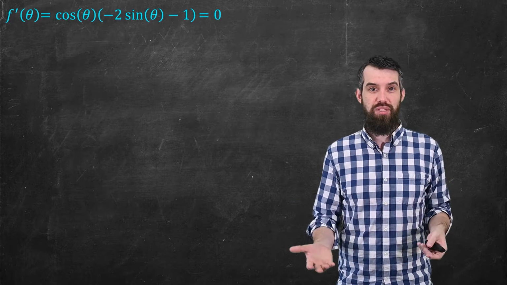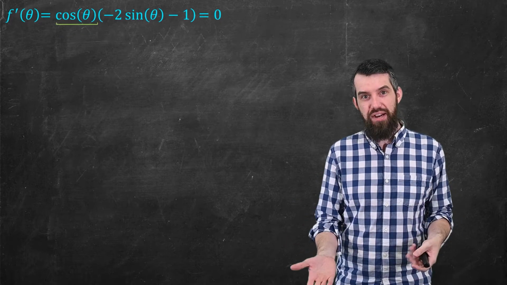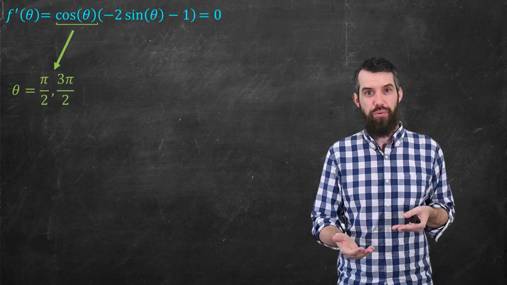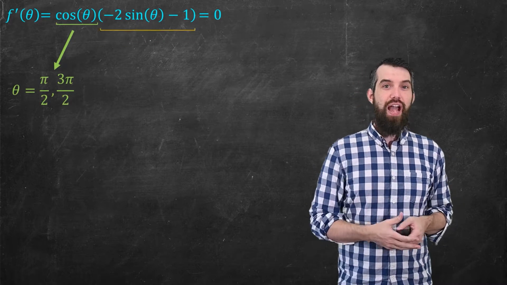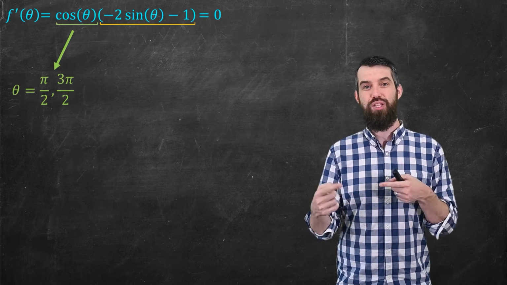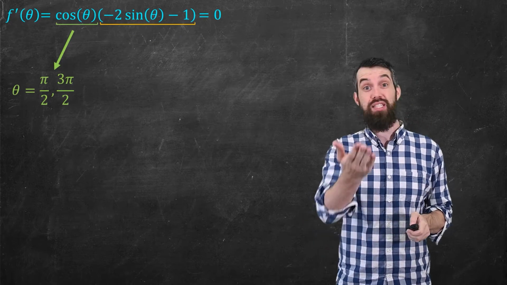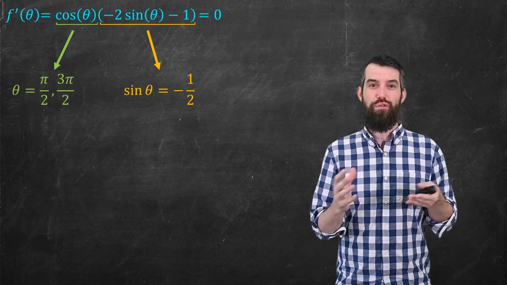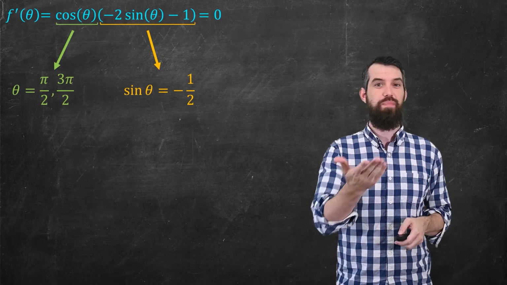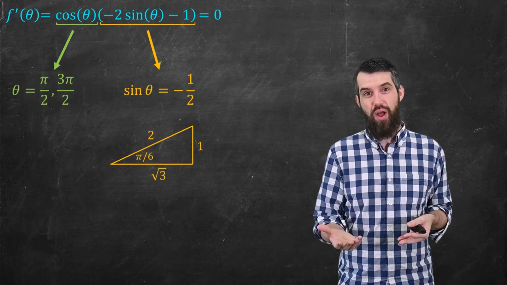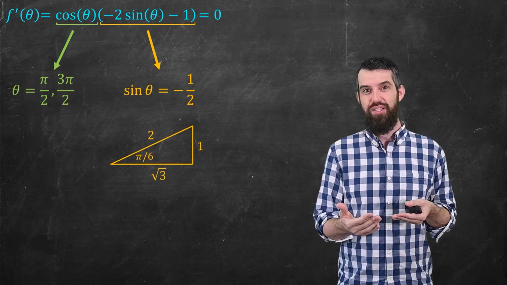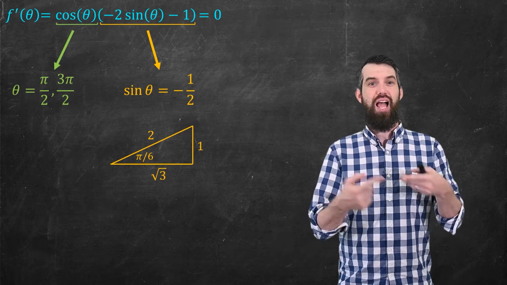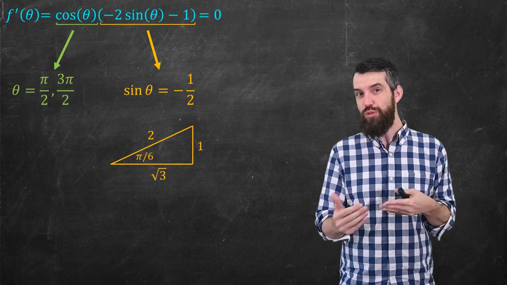Well, okay, setting this equal to 0, it is a product, so there are two different components to it. Cosine theta is going to be 0 when theta is equal to pi over 2 or 3 pi over 2. The second factor, minus 2 sine theta minus 1, if that is equal to 0, this is just the same thing as saying sine theta is equal to negative 1/2. Okay, how do I solve this? Well, you may recall the special triangle, the 1, 2, root 3 triangle, that is angle pi over 6. So in this case, sine of pi over 6 is 1/2. The only difference is that it's sine of theta equal to minus 1/2, not plus 1/2.